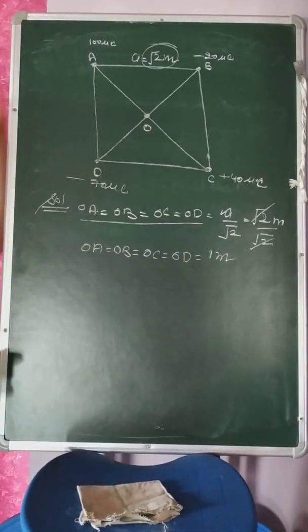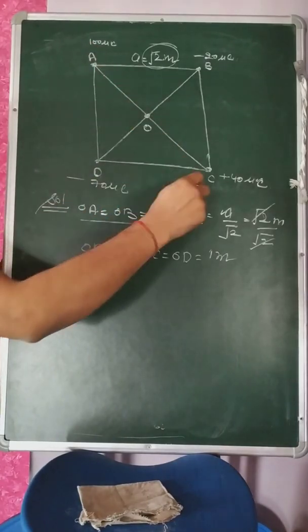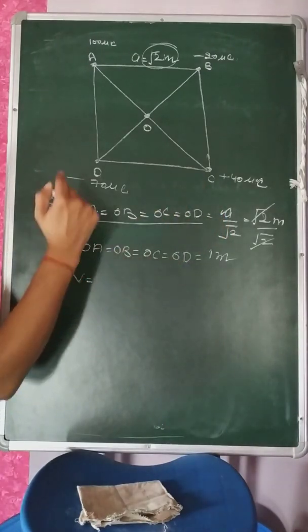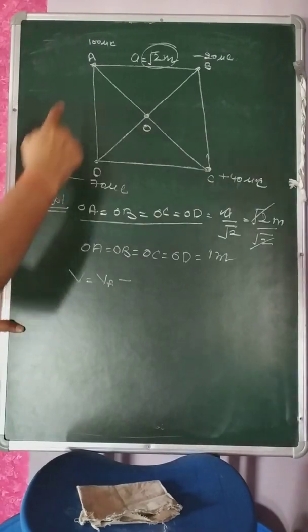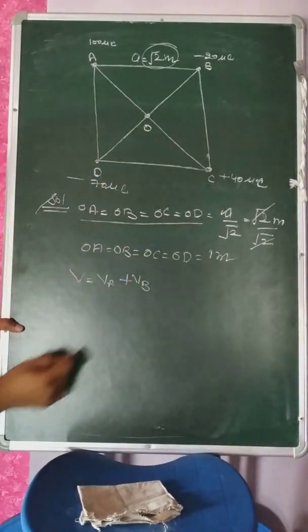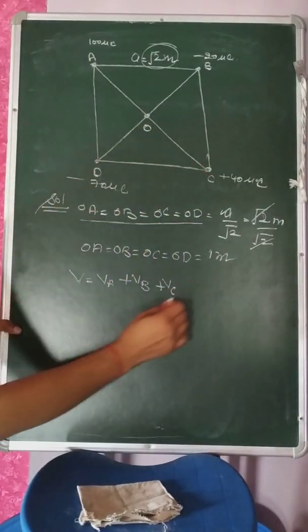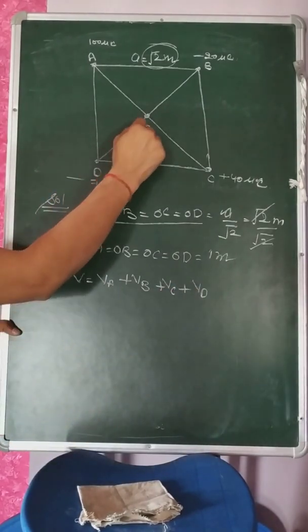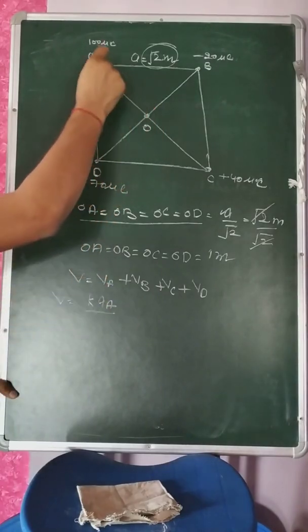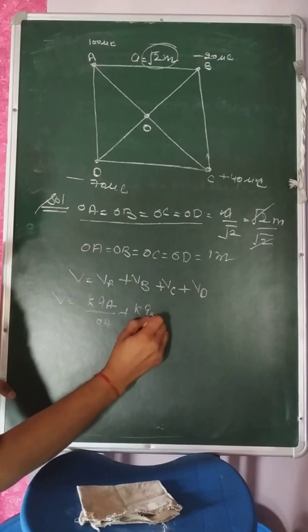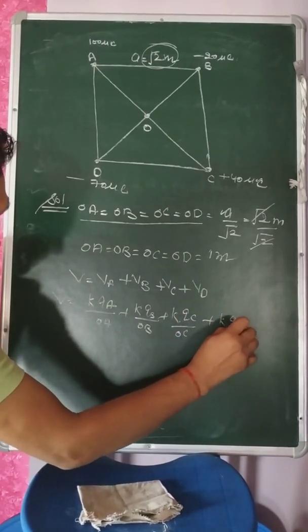So the electric potential at point O, that is V, is the algebraic sum of the potential due to point A, potential due to point B, potential due to point C, and potential due to point D. Suppose V is the net potential, and this is equal to VA, the potential at point O due to A, plus VB, the potential at O due to the charge at B, plus VC, the potential at point O due to the charge at C, plus VD, the potential at point O due to the charge at D. So V is equal to K QA upon OA plus K QB upon OB plus K QC upon OC plus K QD upon OD.